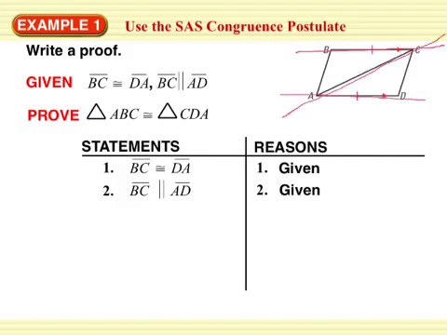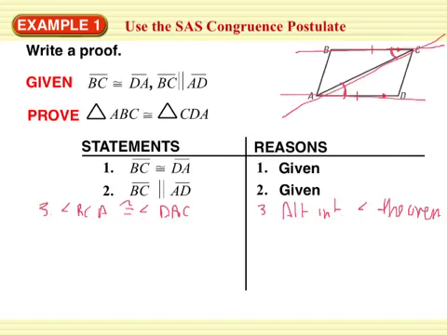We can say that this angle is congruent to this angle because of the alternate interior angle theorem. So I'm going to say angle BCA is congruent to angle DAC because of alternate interior angle theorem. So I have a side and an angle, and now I need another side. I can say that those are congruent.